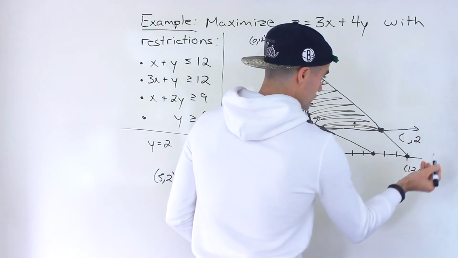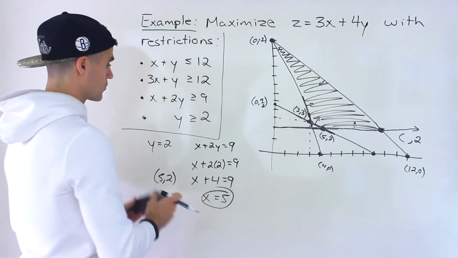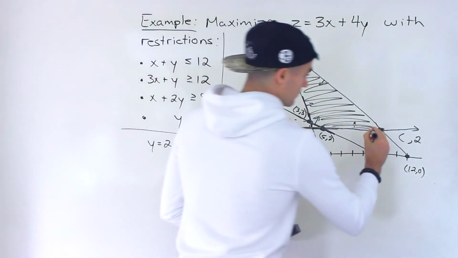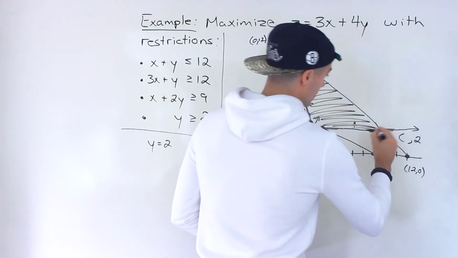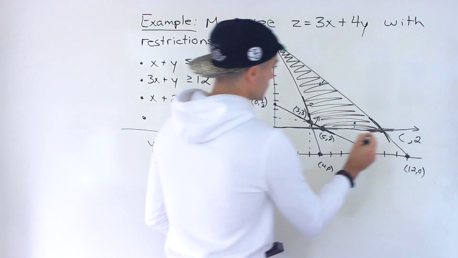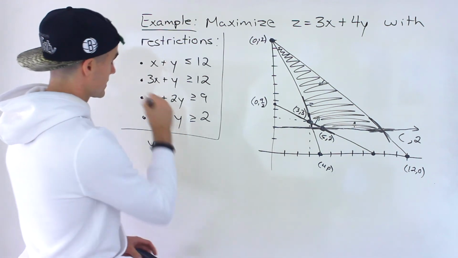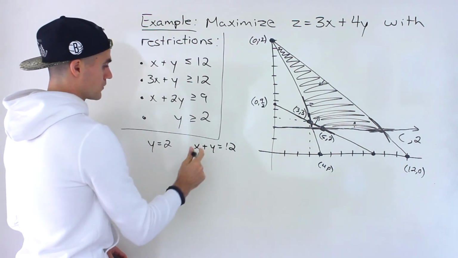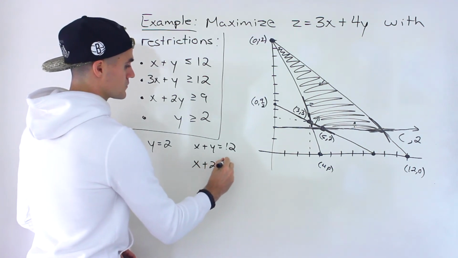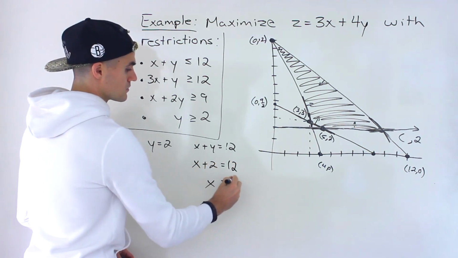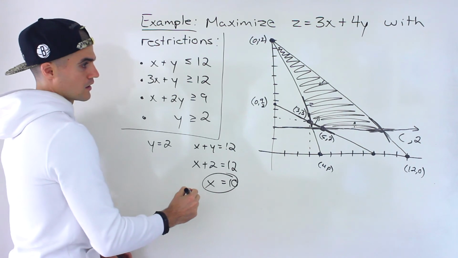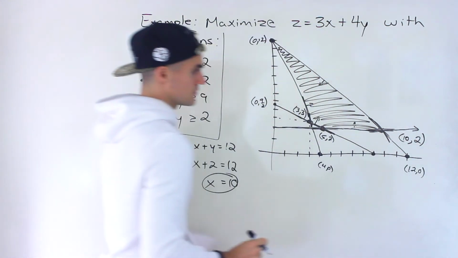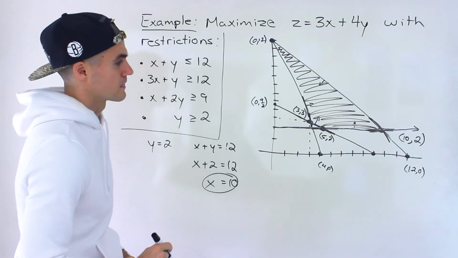And then this last point here, we know it has definitely a y value of 2 as well. We just have to find the corresponding x value, and it's the point of intersection between the line y equals 2 and this line over here, which is the first line, x plus y is equal to 12. Plug in y equals 2 here, x plus 2 is equal to 12, which means x is equal to 10. Right, so this point here is 10 and 2, like that.